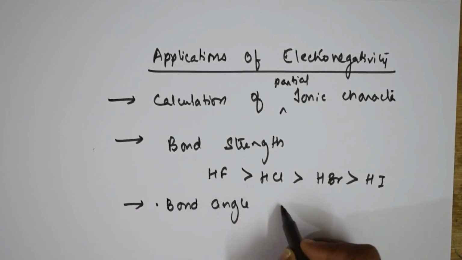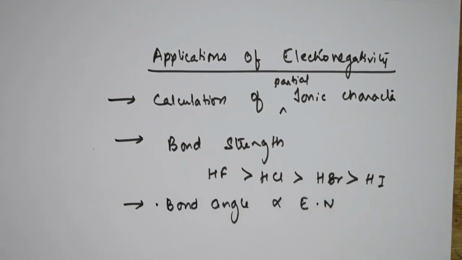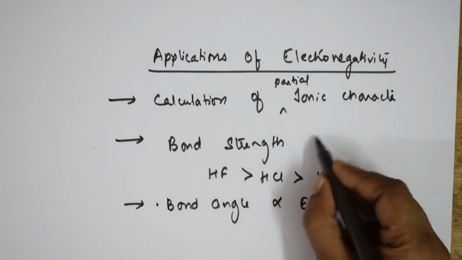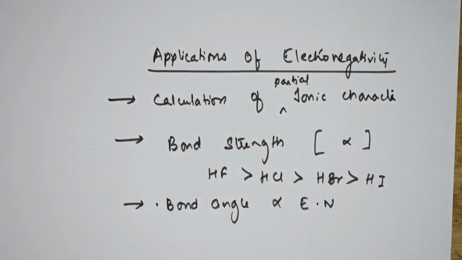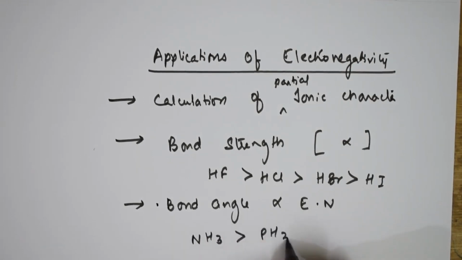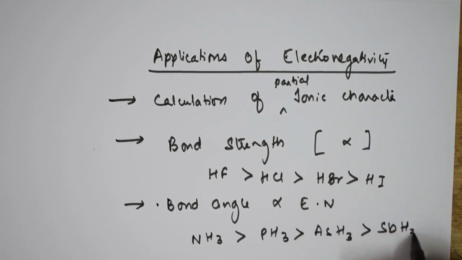Bond angle is directly related to electronegativity. Here also the same thing, directly related. So, what happens in case of the 5th and 6th group? Bond angle decreases down the group. Why? As the electronegativity of the central atom also decreases. Let us take examples: ammonia greater than phosphine greater than AsH3 greater than SbH3.